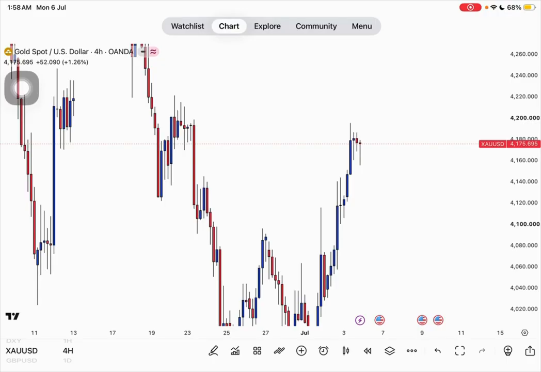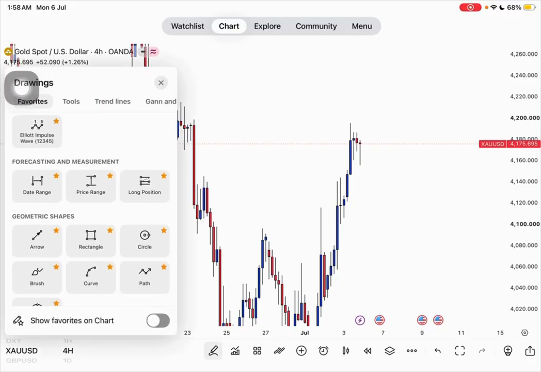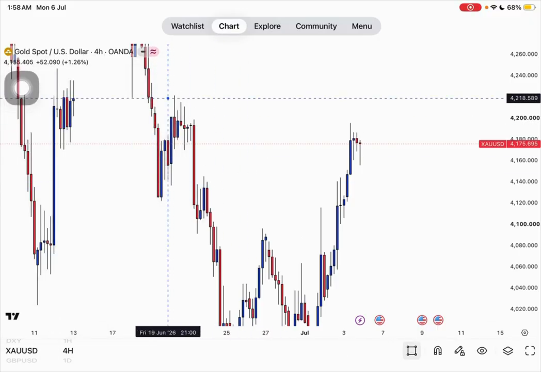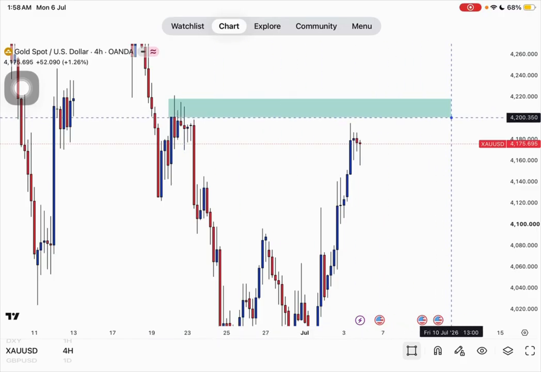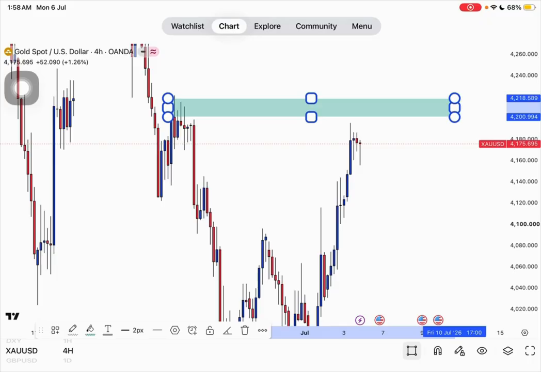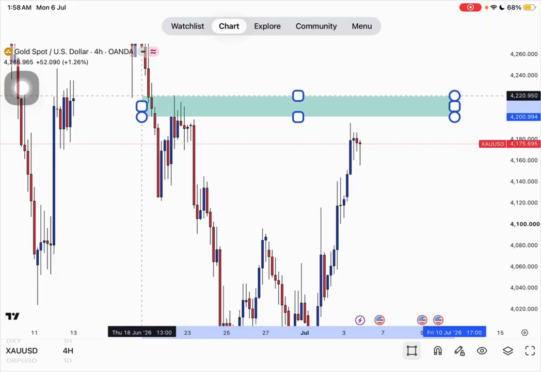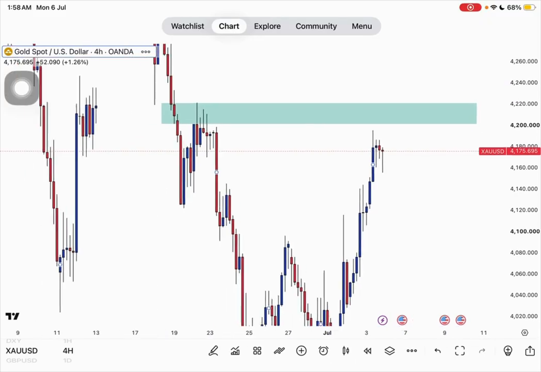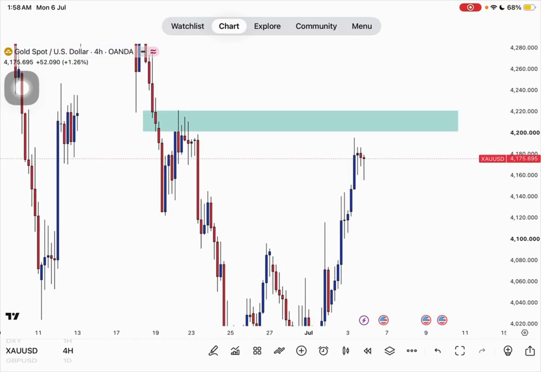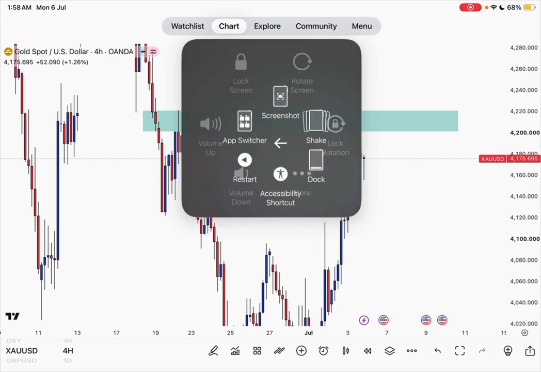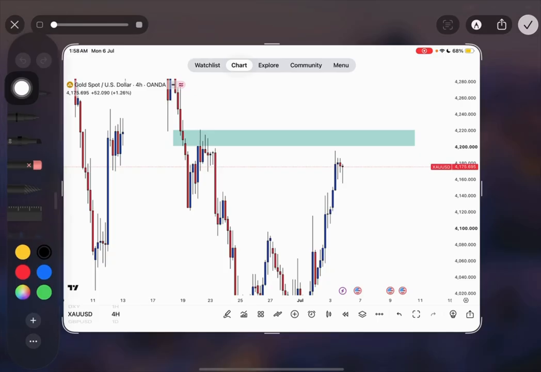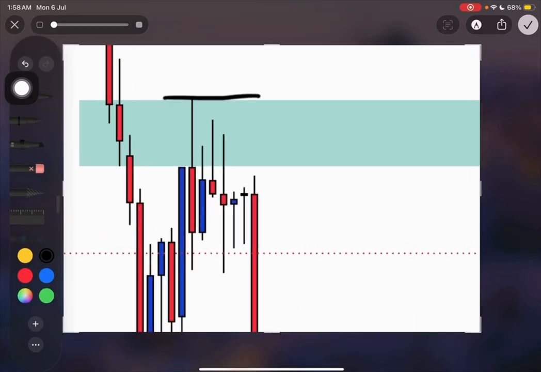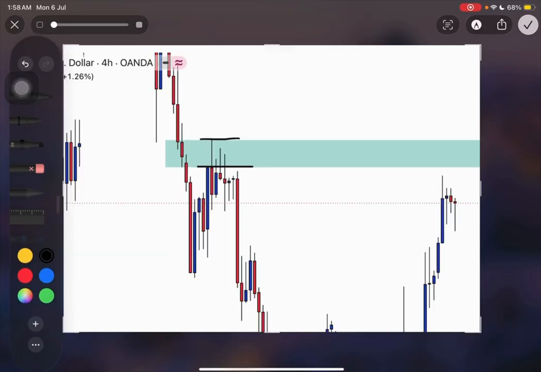Alright, so here we go. First, I will mark the H4 resistance level. How do I mark my zone? I'm just marking shadow to shadow. I never take the body, just take only shadow to shadow. The shadow and shadow, that's all.